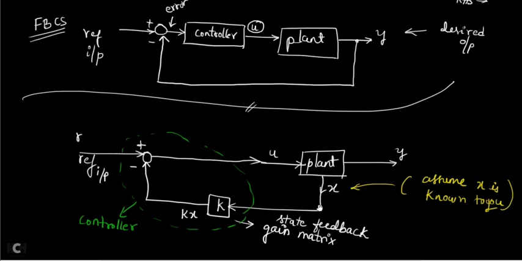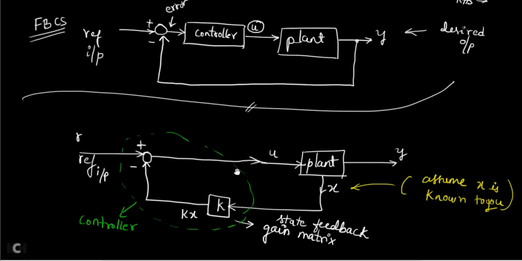You take the state variable X feedback, give it to a gain matrix K, then subtract it and give it as input U to the plant. By using this method, you can convert any unstable system to a stable system. And this K matrix you need to find out. The value of this K matrix will tell you whether the system is stable or unstable. So to make the system stable, you have to find out the value of K.